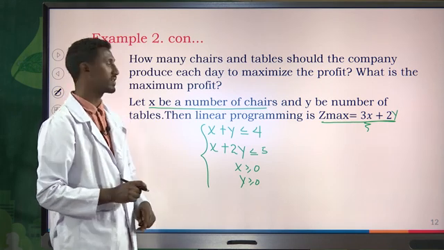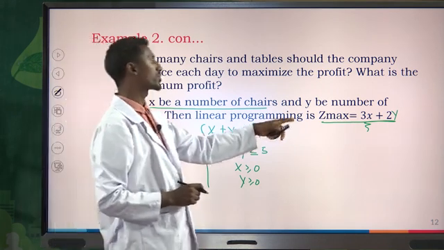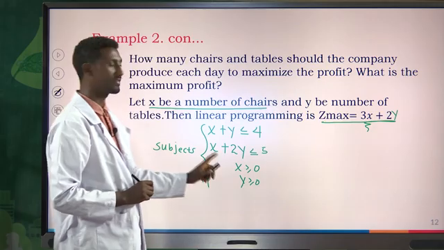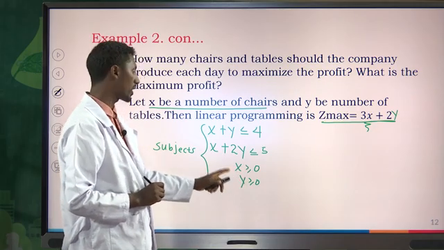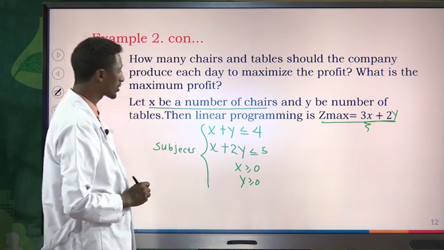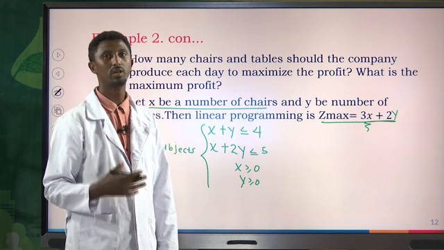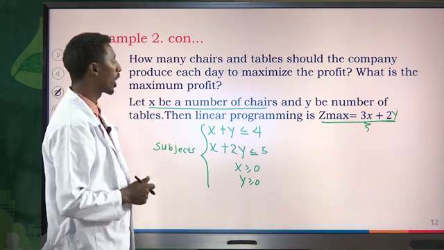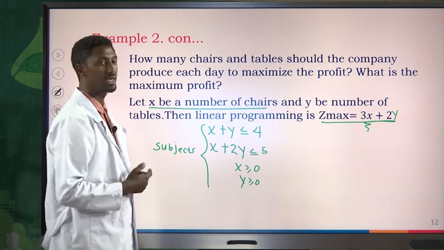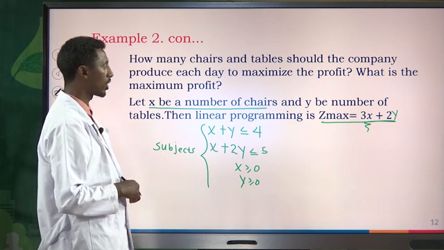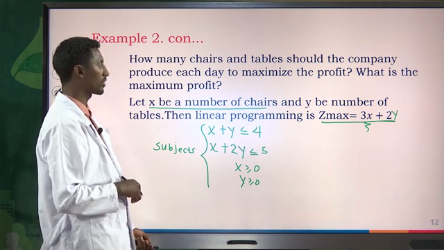And what is the objective function? It is 3x plus 2y, which is subject to x plus y less than or equal to 4, x plus 2y less than or equal to 5, x must be greater than or equal to 0, y must be greater than or equal to 0. So how can we find the maximum value of this objective function? We'll draw a graph to find the maximum value of the given objective function. So let's draw the graph.